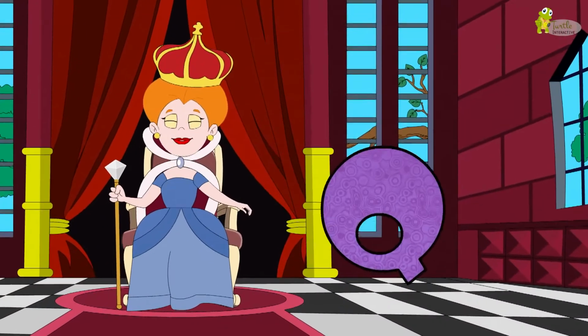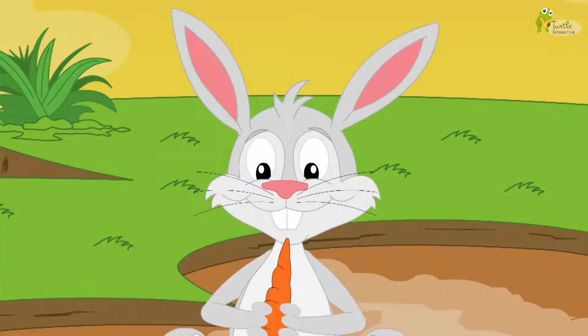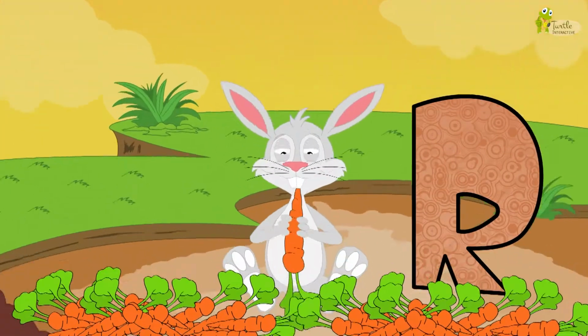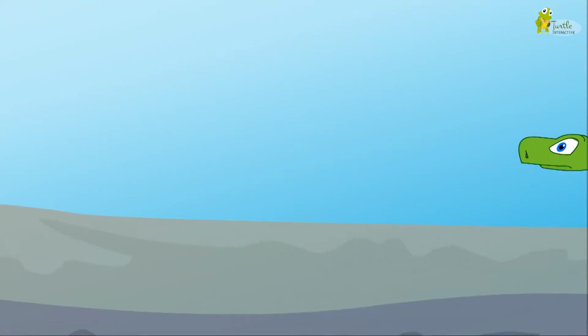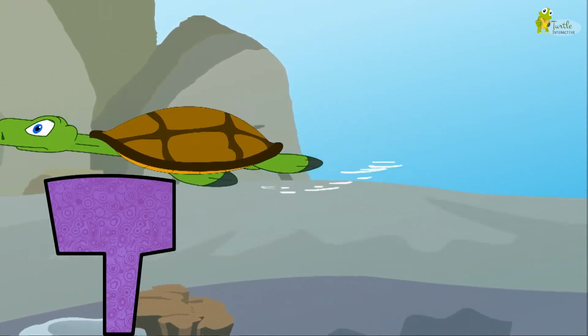Pig starts with P. Pig. Queen starts with Q. Queen. Rabbit starts with R. Rabbit. Sun starts with S. Sun. Turtle starts with T. Turtle.